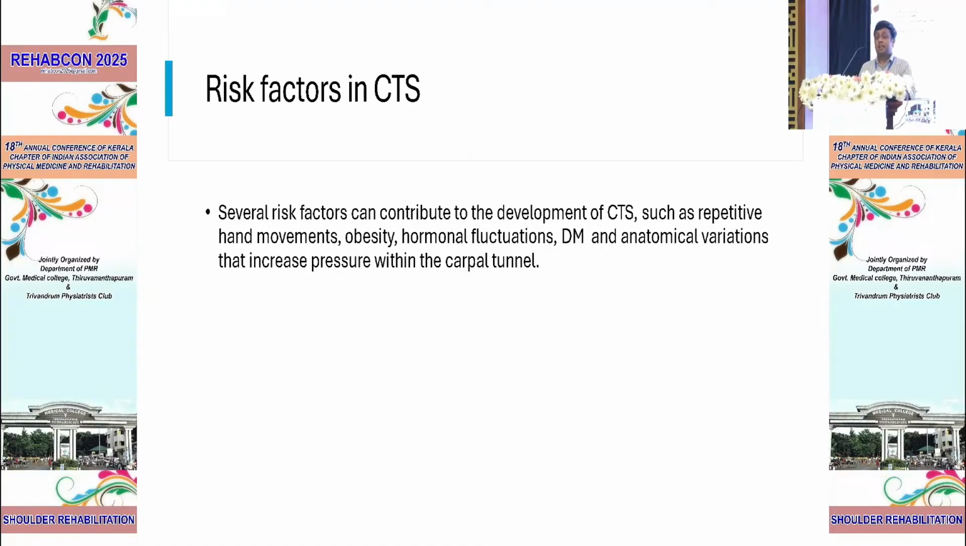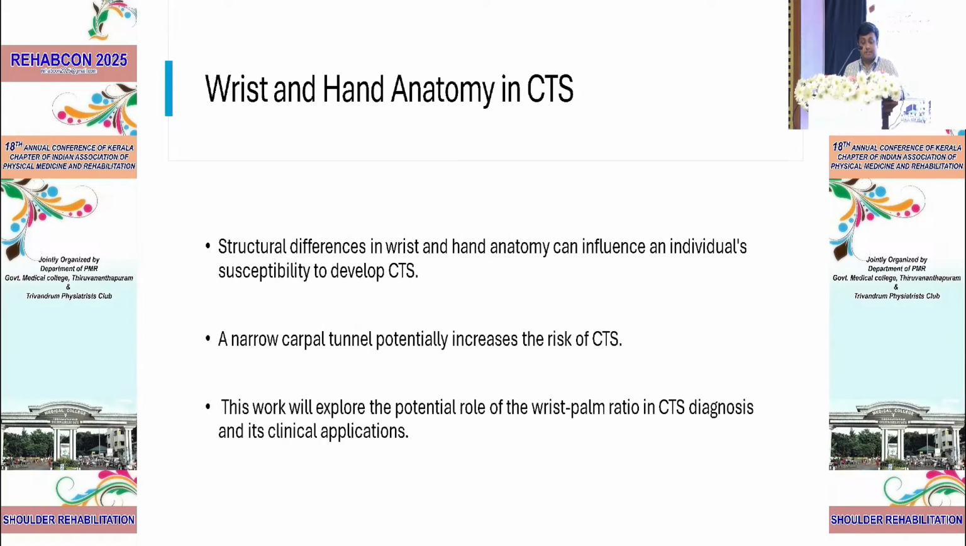There are several risk factors such as occupations that involve repetitive hand movements, hormonal fluctuation, diabetes mellitus, and anatomical variation, which cause an increase in the pressure in the carpal tunnel and thereby cause carpal tunnel syndrome. The structural differences in the wrist and hand anatomy can influence an individual's susceptibility to develop CTS. A narrow carpal tunnel potentially increases the risk of CTS. This work will explore the role of wrist-palm ratio in CTS diagnosis and its clinical application.